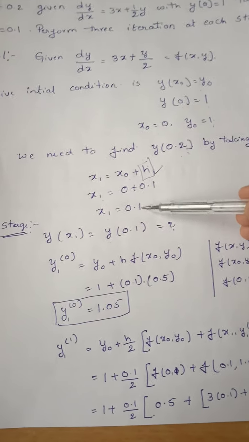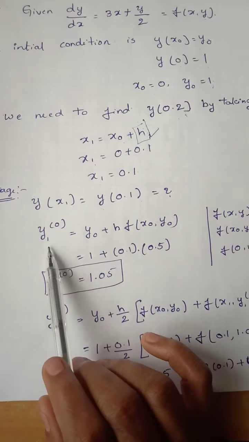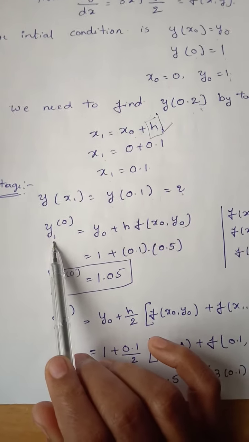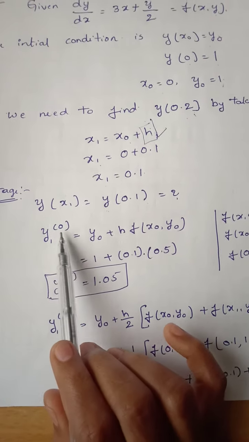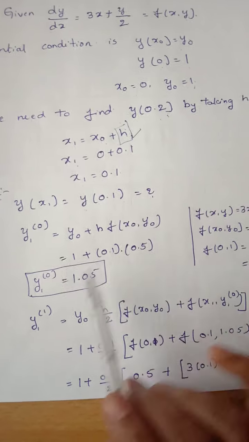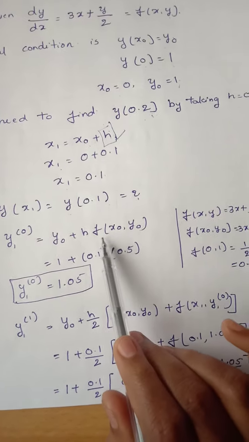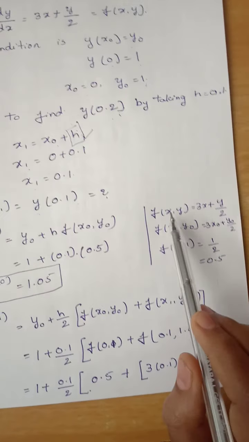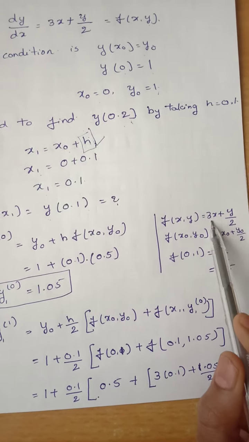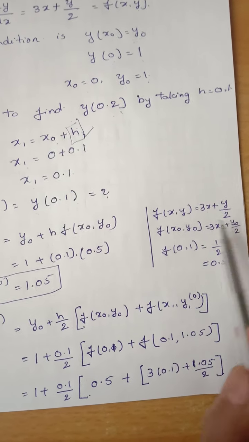So first find the value of y at 0.1. For that, first write the predicted value. This is the formula. First find y1 of 0, that is y0 plus h into f of x0, y0. The y0 value is 1 and the h value is 0.1. And f of x comma y is the equation they give in the problem itself, 3x plus y by 2.